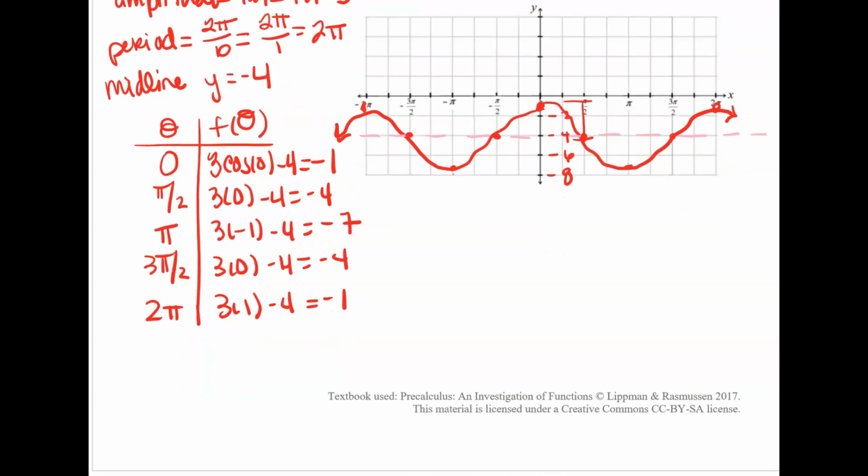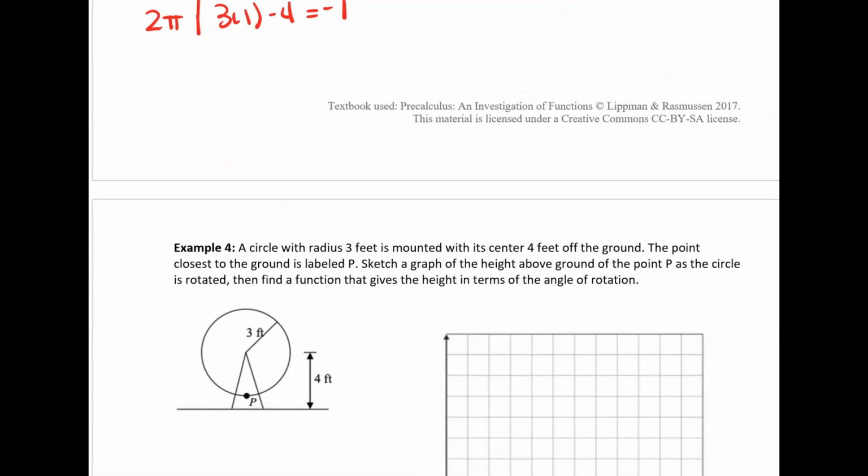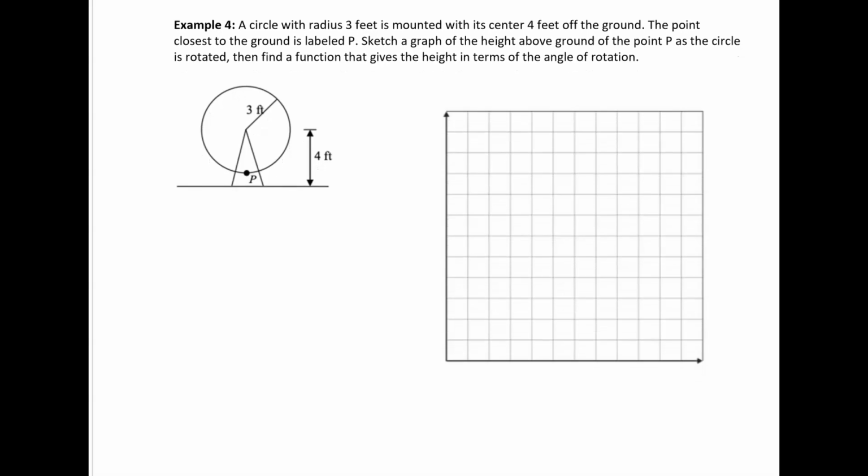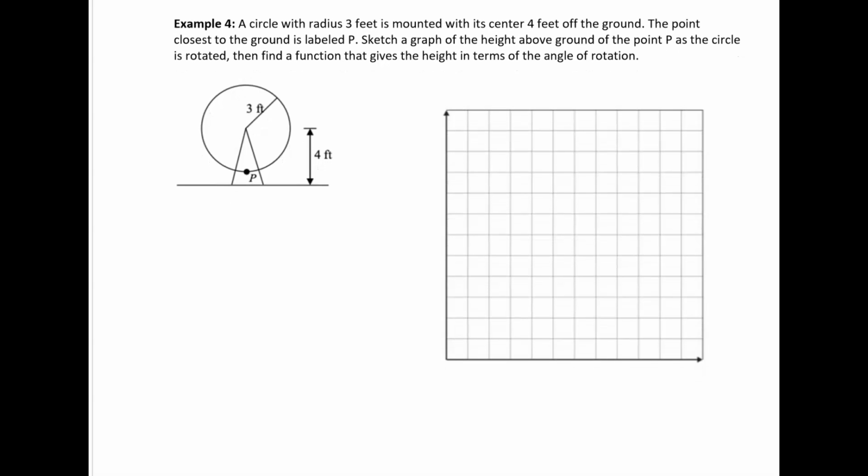And so let's go a little bit more into some application. And let's look at example 4. It says a circle with radius 3 is mounted with its center 4 feet off the ground. The point closest to the ground is labeled P. Sketch a graph of the height above ground of the point P as the circle is rotated, and then find a function that gives the height in terms of the angle of rotation. Whew! Hope that paragraph doesn't stress you out any. But let's look at this and see what's going on.